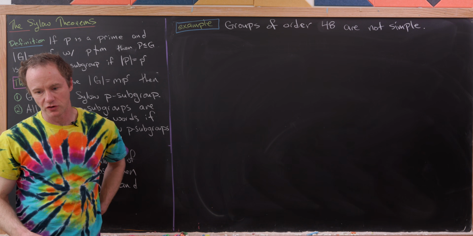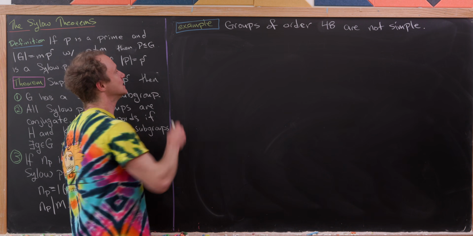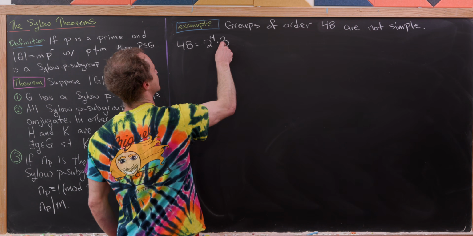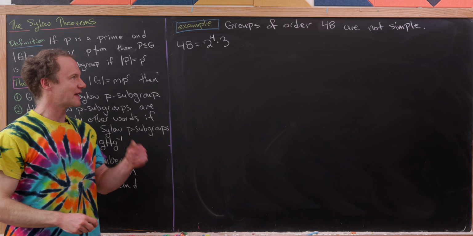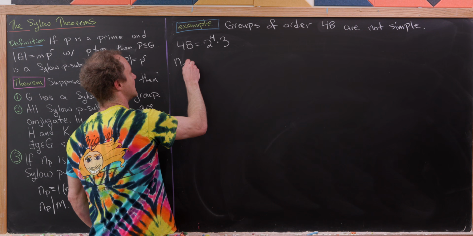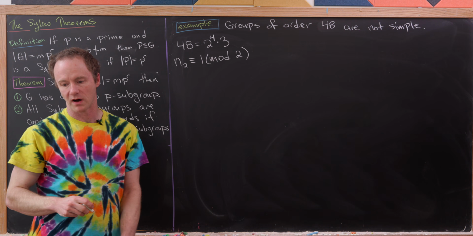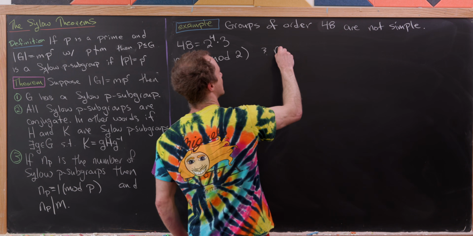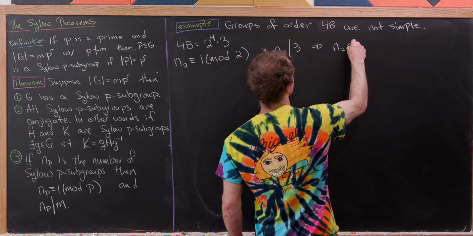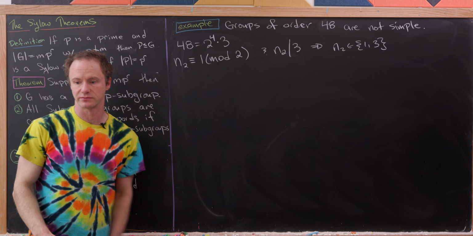Okay, so now we're going to show that groups of order 48 are not simple. And the technique that we're going to use here, I like a lot. So let's start by observing that 48 is 16, in other words, 2 to the 4 times 3. So that tells us we're going to have Sylow 2 and Sylow 3 subgroups. And let's observe that the number of Sylow 2 subgroups must be odd, in other words, it is congruent to 1 mod 2. And the number of Sylow 2 subgroups must divide 3. But now putting that together, notice that means that N2 is either 1 or 3. So that's a pretty simple calculation.